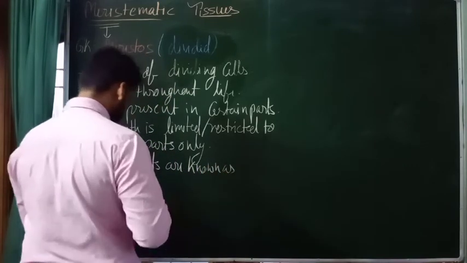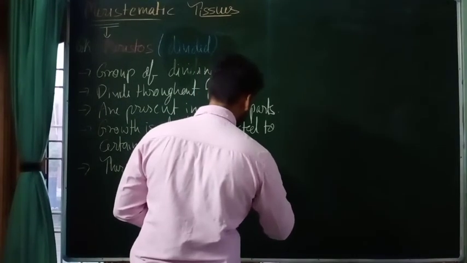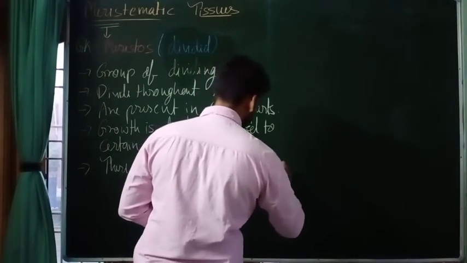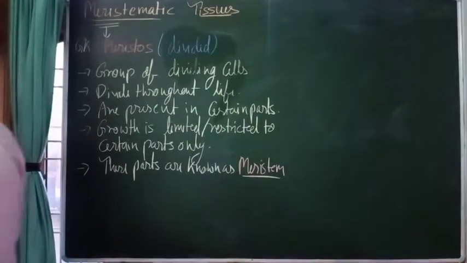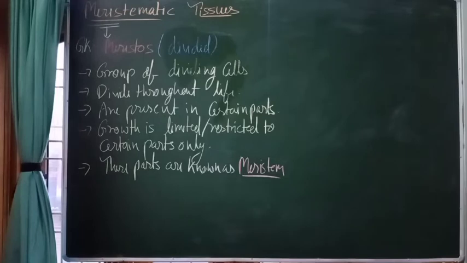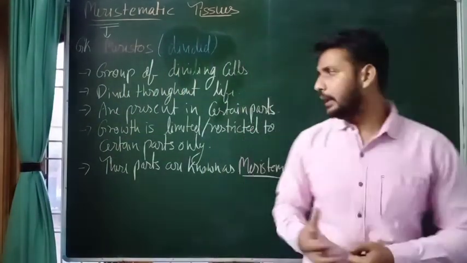What are they known as? Meristem. Right? So here these parts are known as meristems where growth takes place. Got it? I hope it is clear.